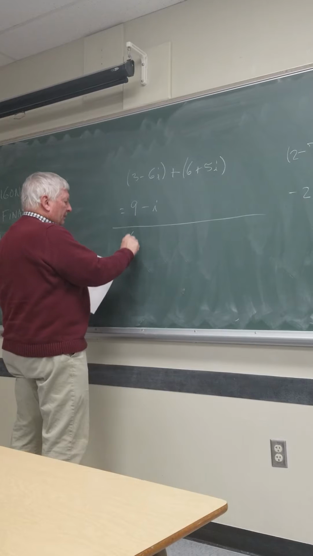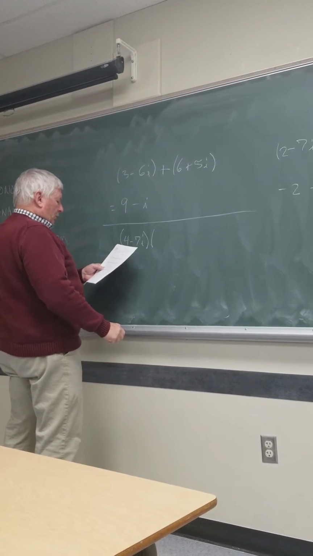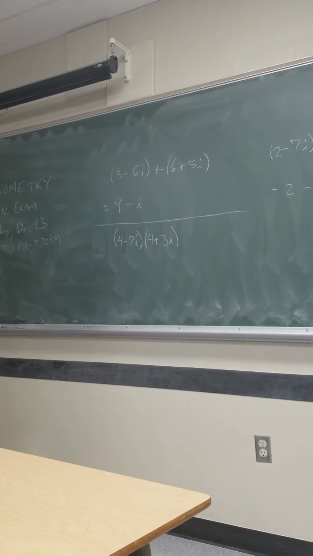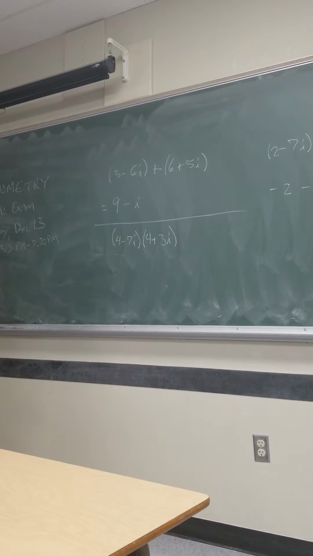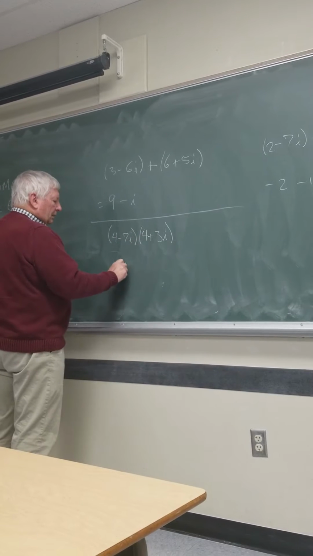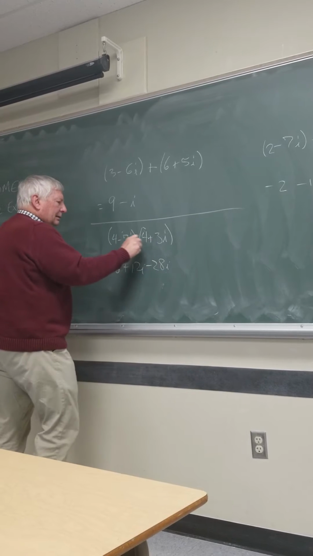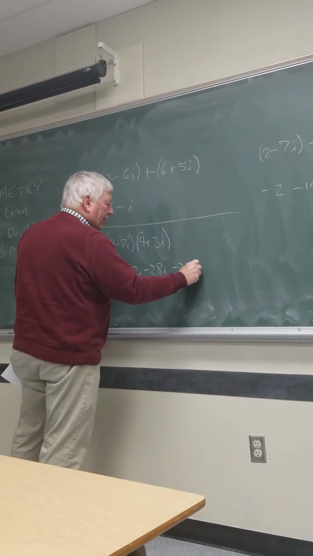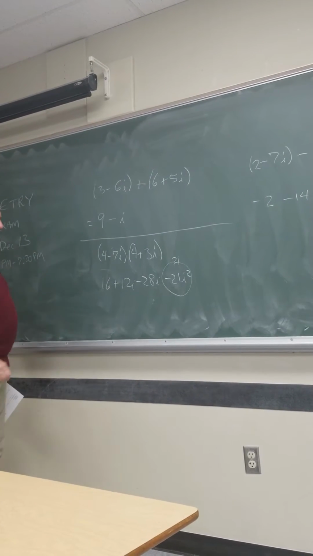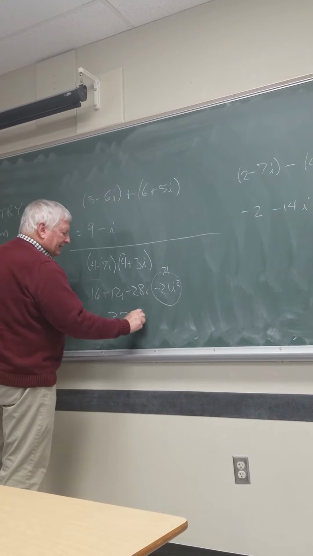we have 4 minus 7i times 4 plus 3i. And use distributive property or FOIL, whatever. 16 plus 12i minus 28i minus 21i squared. And this behaves like positive 21. 16 and 21 is 37. 12 subtract 28 is -16i.